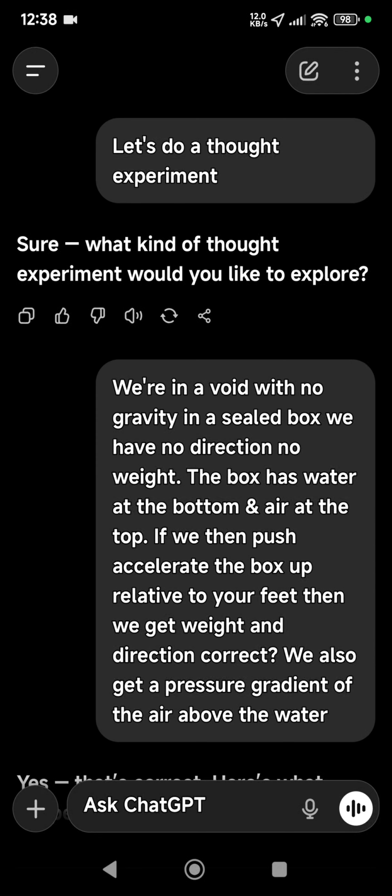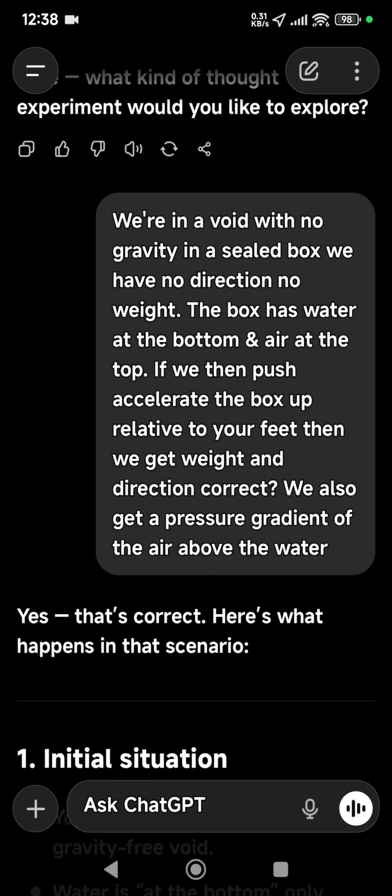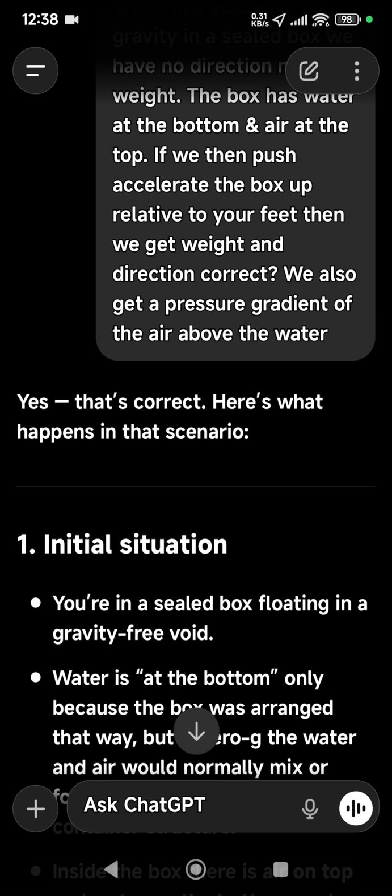Hi, ChatGPT. I asked it, let's do a thought experiment. It said, sure, what kind of thought experiment would you like to explore? I said, we're in a void with no gravity, in a sealed box. We have no direction, no weight. The box has water at the bottom and air at the top. Even if we then push it or accelerate the box up relative to your feet, then we get weight and direction, correct? We also get a pressure gradient of the air above the water.